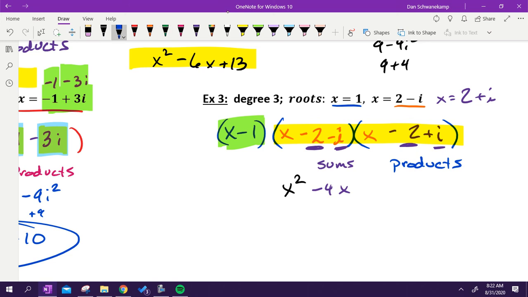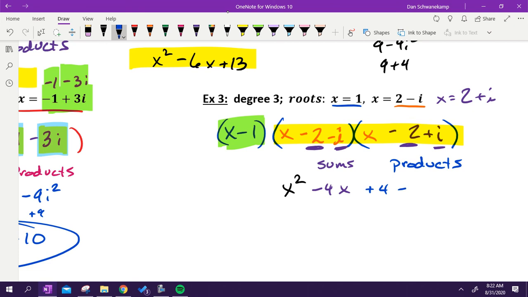Plus 4. We're taking -2 times -2. That's going to get me a plus 4. What about negative i times i? That's negative i squared. I'm sorry, I don't know why I wrote that like that. We're putting those separate.